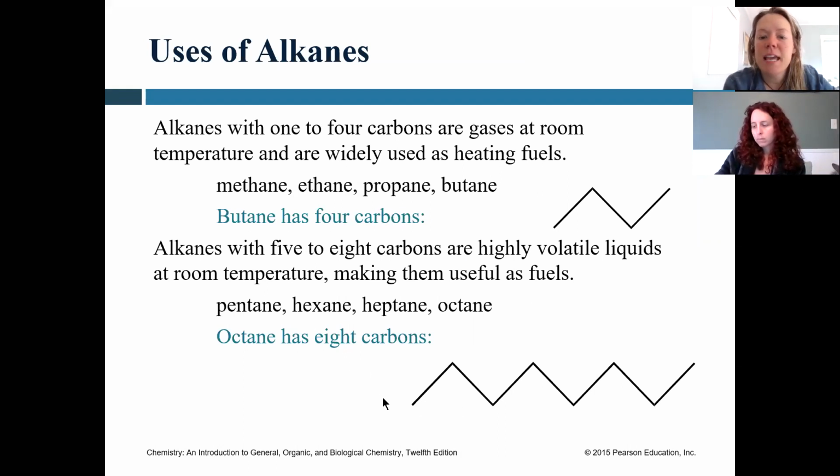If we're at 5 to 8 carbons, that's pentane, hexane, heptane, and octane. Those are all highly volatile liquids at room temperature. That means they're really good for fuel. Highly volatile means that they turn into a gas pretty easily. So if you've ever spilled gasoline on your hand, it seems as though the gasoline is no longer there, right? You dry your hand off and you get in your car and you can still smell the gasoline. That's because it's volatilizing off of your hand into your nose.